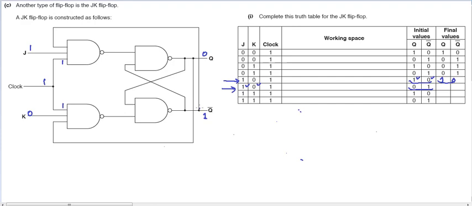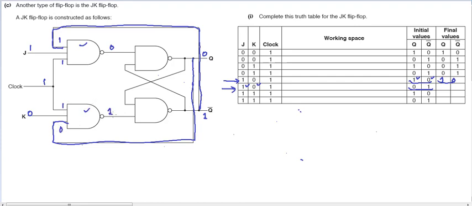So let's start with Q bar, for example. We could have started with Q, but we're starting with Q bar. It doesn't make any difference. Q bar is 1, which means we're feeding a 1 here. When all the inputs are 1, the output is going to be 0. Q is being fed back to this input, which means 0 is being fed here. When we have 1 and 0 at this gate, we're going to get a 1 here, right?